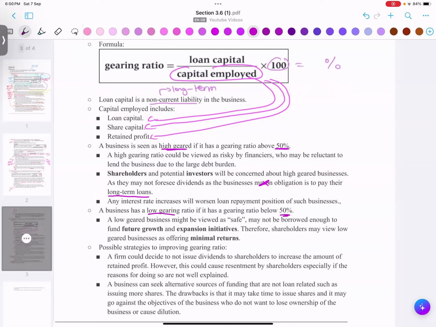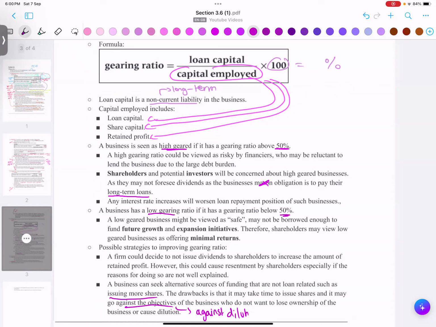Possible strategies to improve gearing ratios: a firm could decide not to issue dividends to shareholders to increase the amount of retained profit. However, this could cause resentment by shareholders, especially if the reasons for doing so are not well explained, right? A business can seek alternative sources of finance that are not loan related, such as issuing more shares. The drawbacks are that it may take time to issue shares, and it may go against the objectives of the business because maybe they're against dilution.